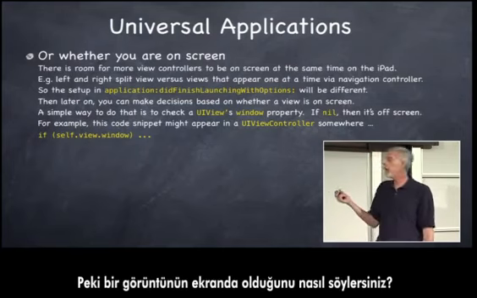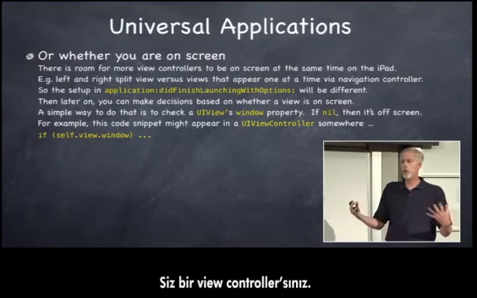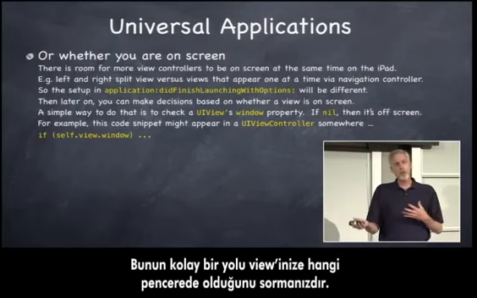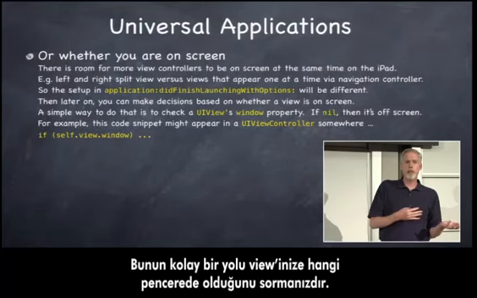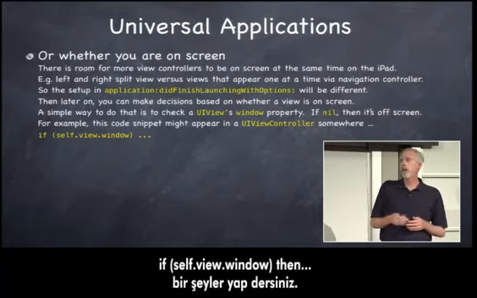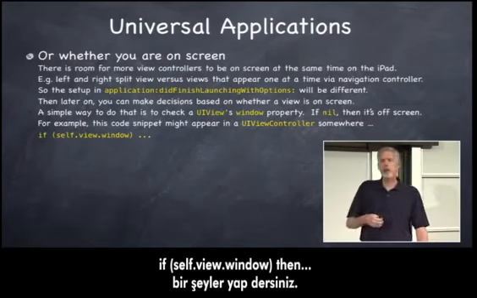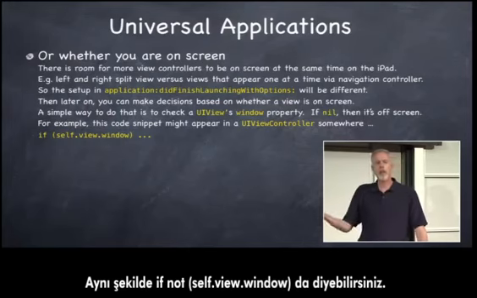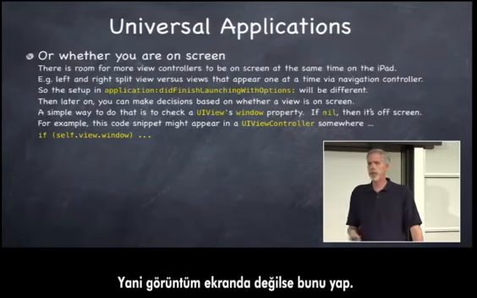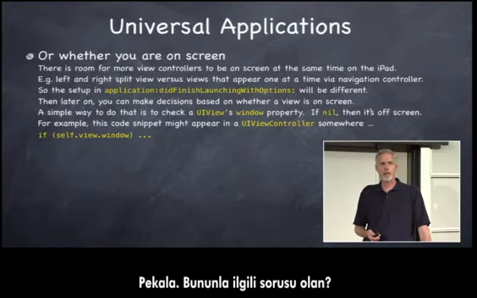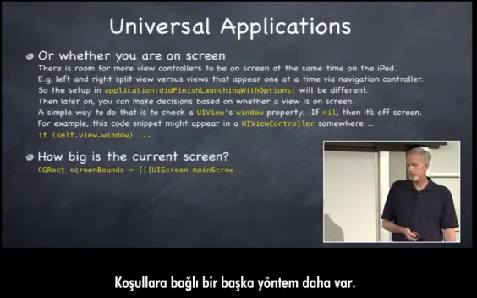So how do you tell if a view is on screen? You're a view controller and you want to know if your view is actually on screen. A simple way is to ask your view what window it's in. And if it's nil, then you're not on screen. So saying if self.view.window, then do something, means if my view is already on screen, then do something. You could also say if not self.view.window, that would be do this if my view's not on screen. All right? Any questions about that? So that's another way to make it conditional.